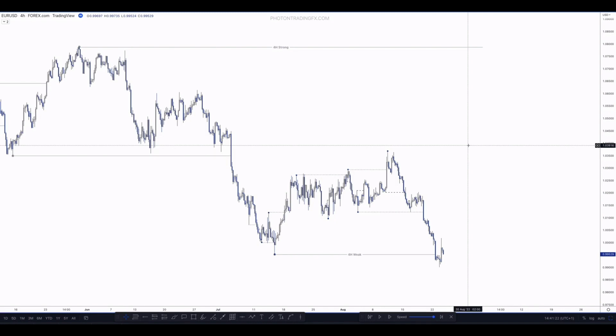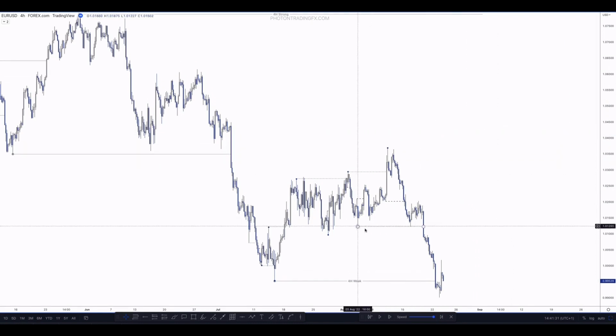Now, one key thing, and I'm going to keep repeating this throughout the whole course, is that just because we have an expectation of what we think is most likely going to happen next, i.e. a strong low should hold and we expect it to hold until it doesn't, just because you have that expectation, it does not mean you have to trade it.